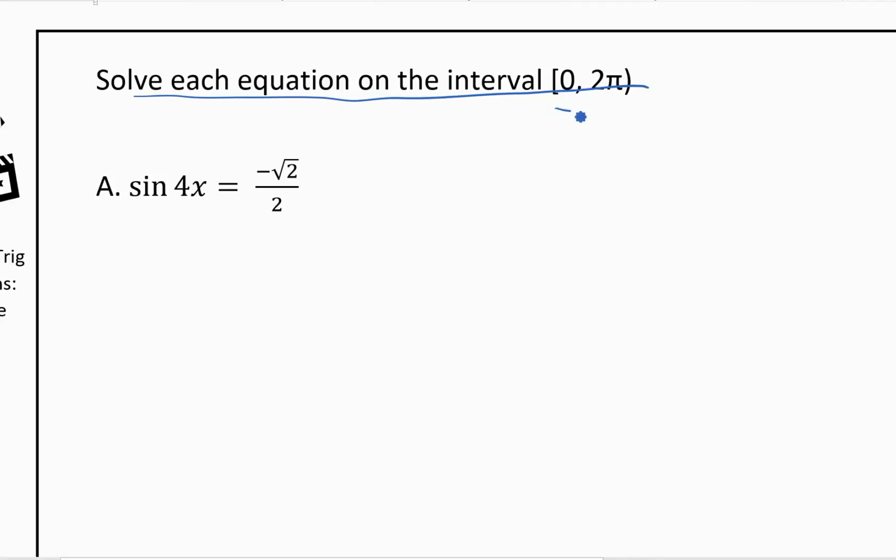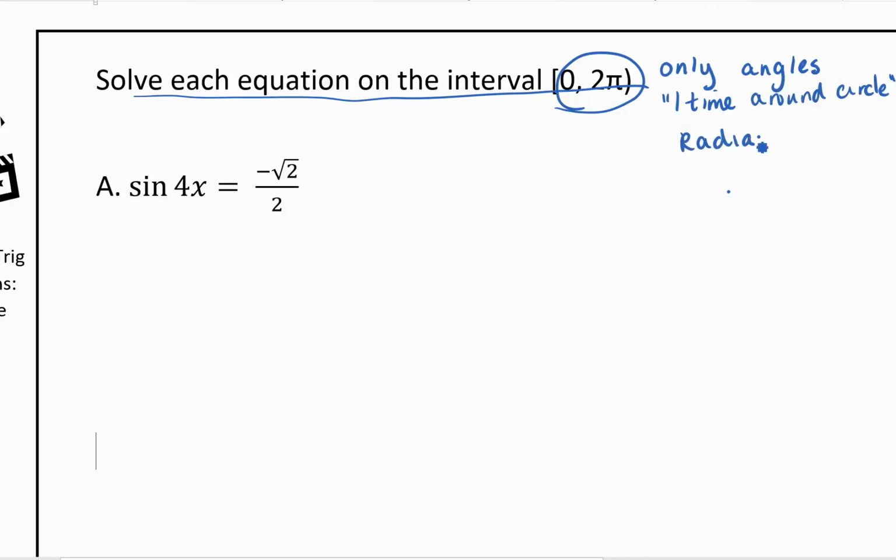This is saying we're only going to go, so only angles kind of one time around the circle. And the 0 and the 2 pi tells us we want our answer in radians. If it said 0 to 360 degrees, then we would do it in degrees.